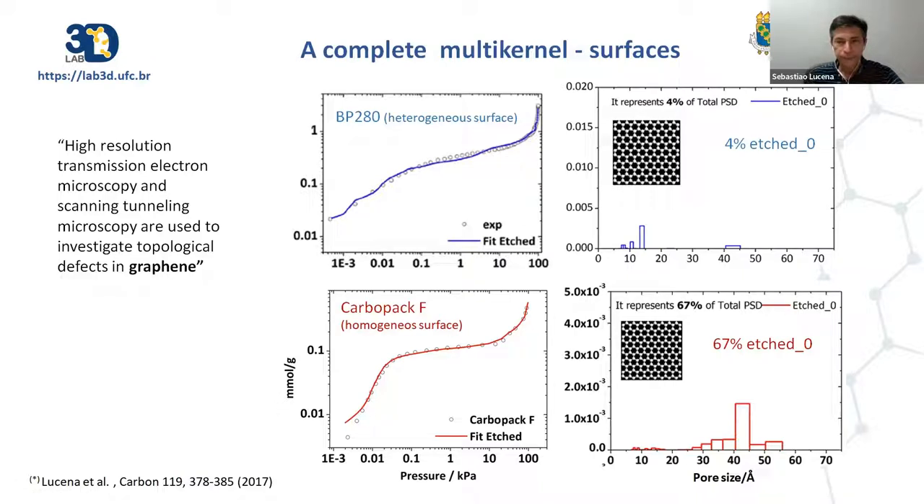We found that the multi-kernel gives only 4% of homogeneous volume in the heterogeneous model, that is okay, and gives 67% of homogeneous model in the carbon that was similar to a graphite. This is a very good result to analyze surfaces.